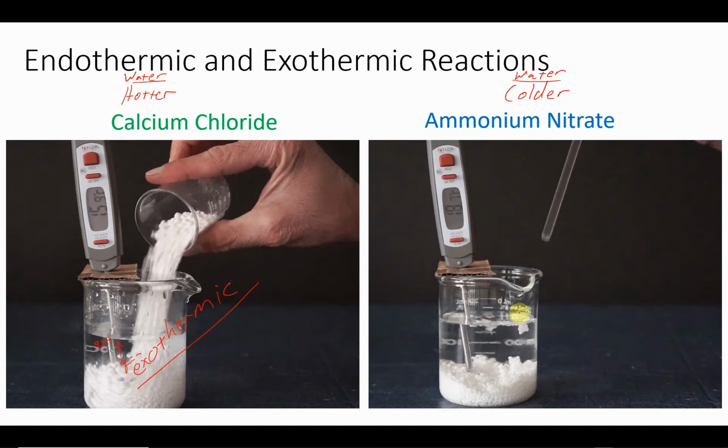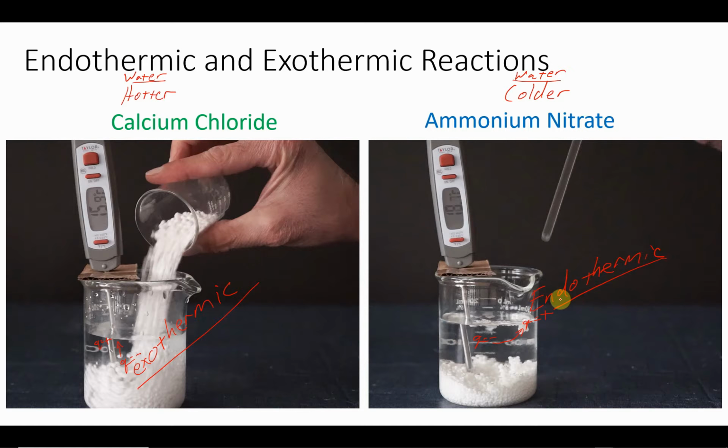Just like over here, when we dumped in the powder and we stirred it, the temperature went down and down and down. That means that the water was losing energy. Energy was going from the water into the chemicals. From the water's perspective, Q was negative. It was losing that energy. That's why it was getting colder. And from the chemicals' perspective, it was absorbing that energy, and Q was positive. It was absorbing energy, so we know from the chemicals' perspective, this was endothermic. It was an endothermic reaction.